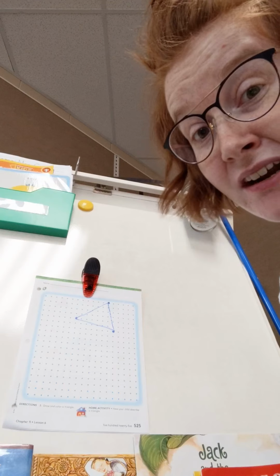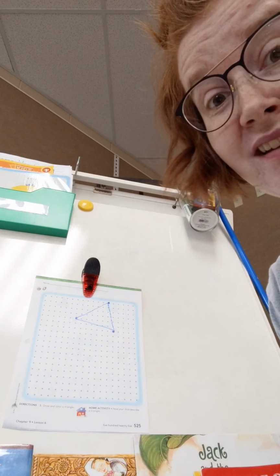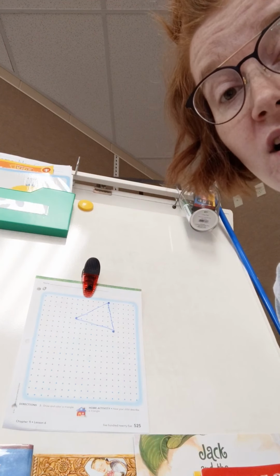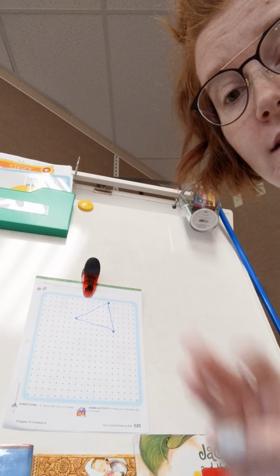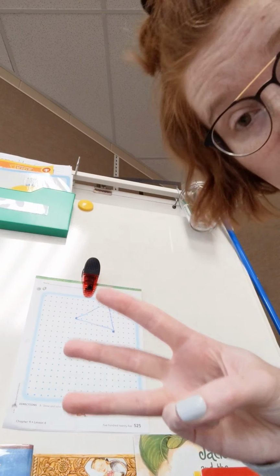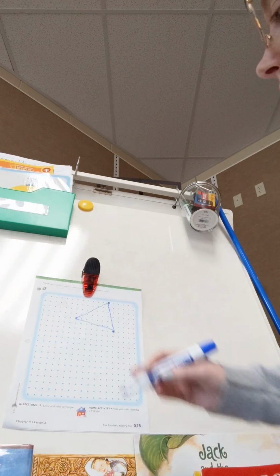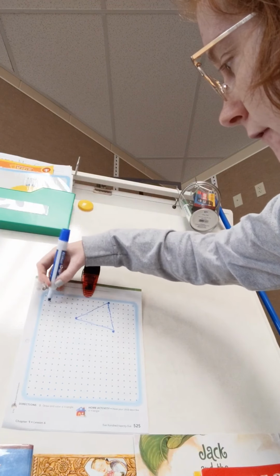It doesn't matter what else it looks like. It doesn't matter if it looks really weird. As long as it has 3 vertices and 3 sides, it's still a triangle. Okay, so I'm going to do kind of a weird one just for fun to show you.